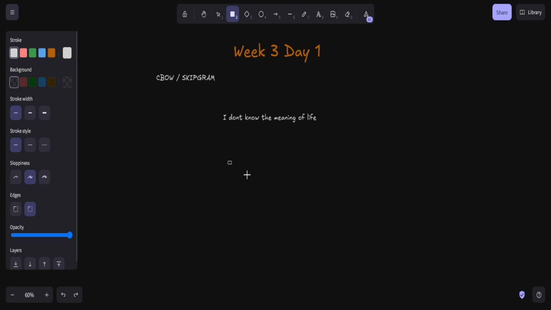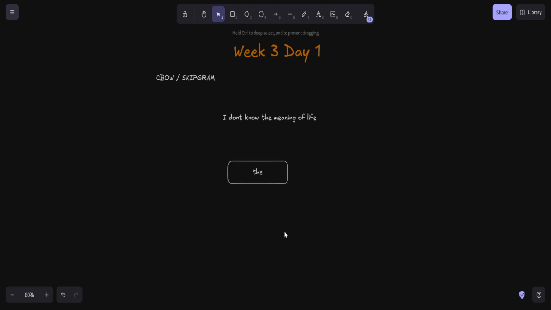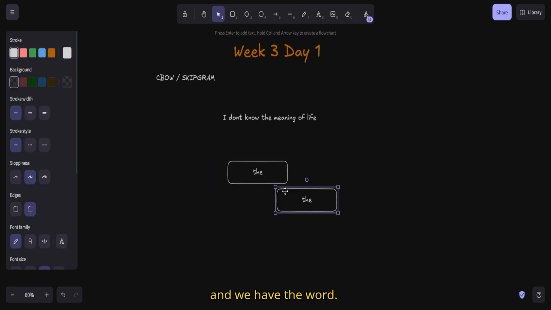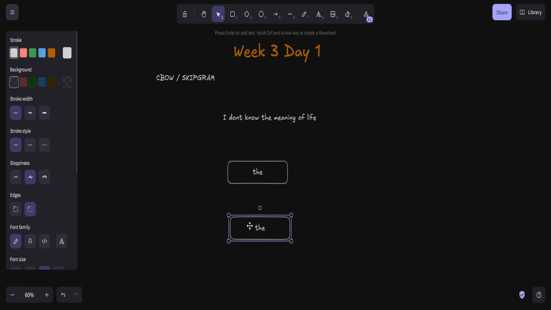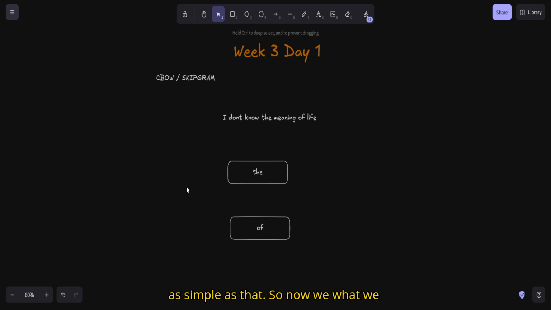So let's say we have the word "the", and we have the word "of". Okay. As simple as that. Now what we do basically, it's just a neural network structure, nothing else.